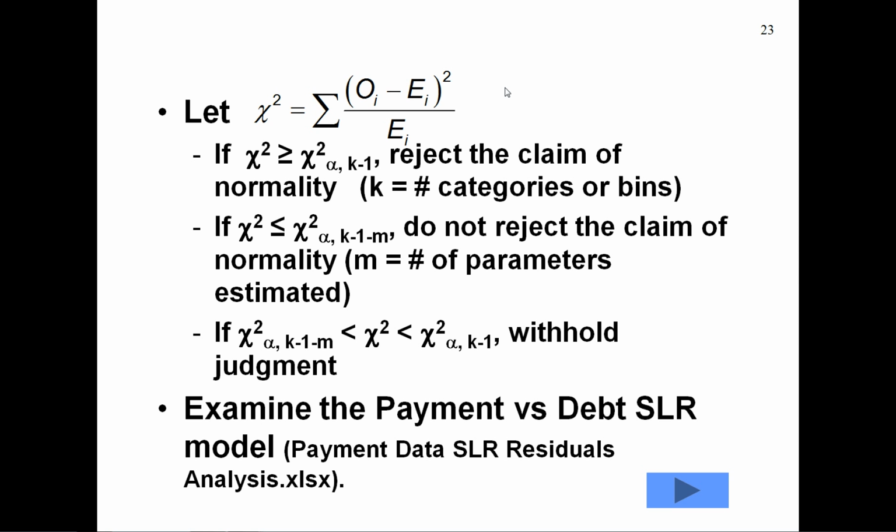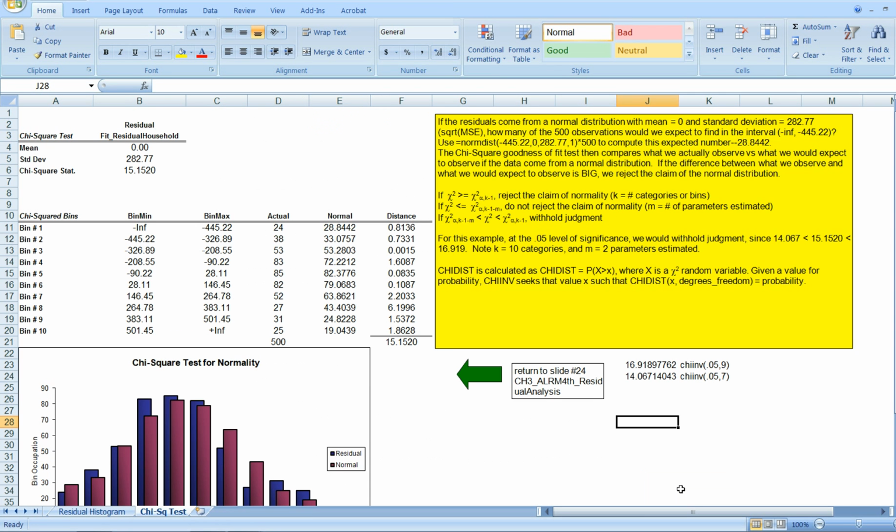And again, I don't think it's critical at this point that you know how to do this. I'm certainly not going to ask you to because it's not discussed in our book, but I do have an example. It's in the payment data where I run through this. And you can take a look at this worksheet called chi-square test in the payment data SLR residual analysis workbook, and you can read about it.